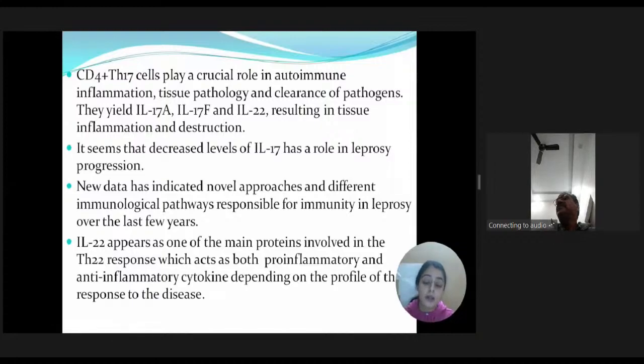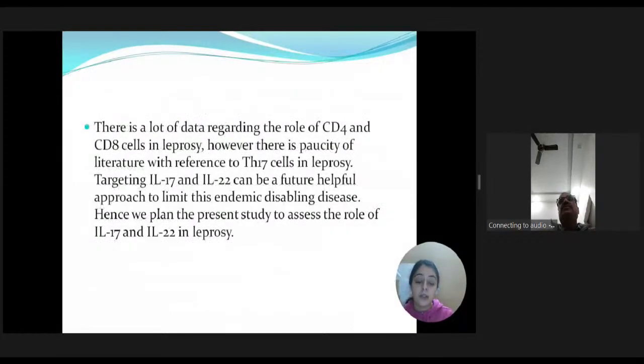Interleukin 22 appears as one of the main proteins involved in Th22 response, which can act as both pro-inflammatory and anti-inflammatory cytokine based on the disease. So there's a lot of data regarding the role of CD4 and CD8 cells in leprosy, but there's limited literature with reference to Th17 cells in leprosy.